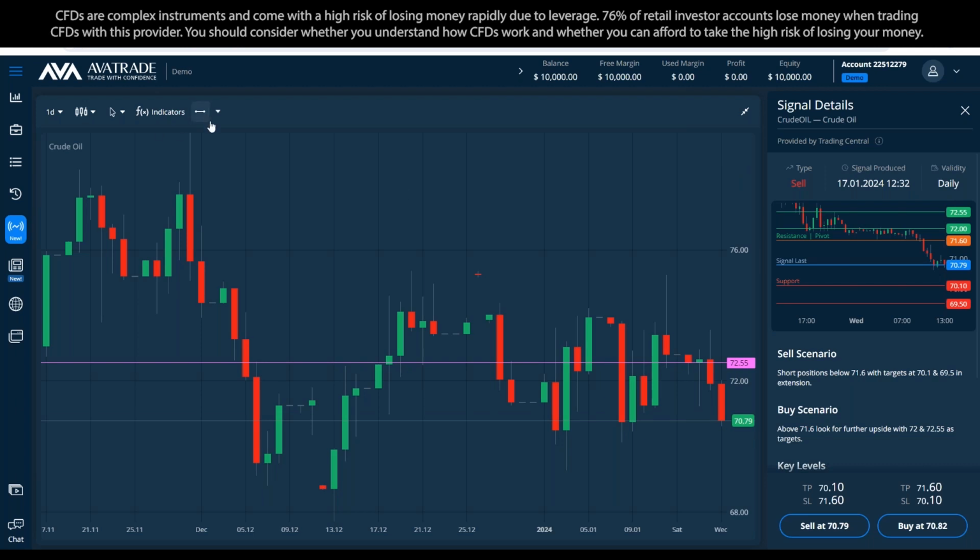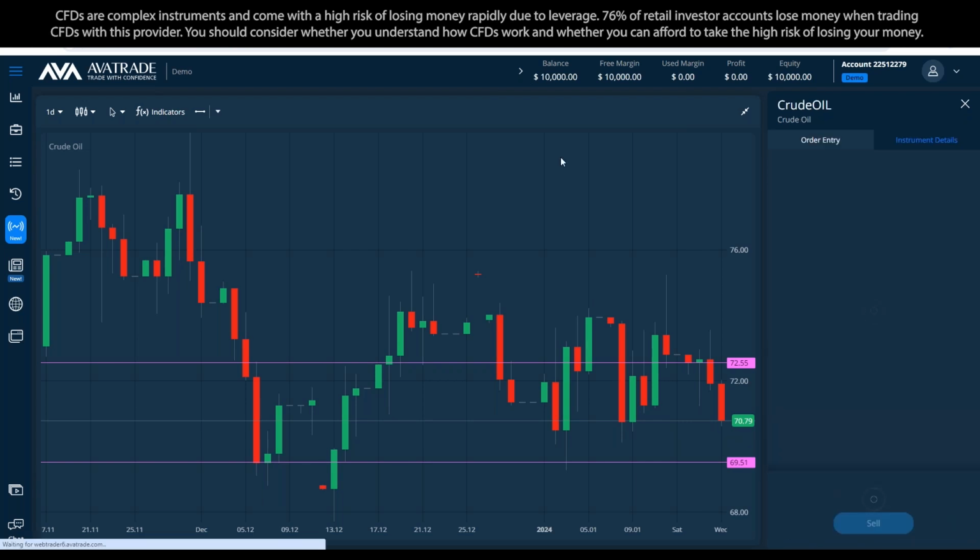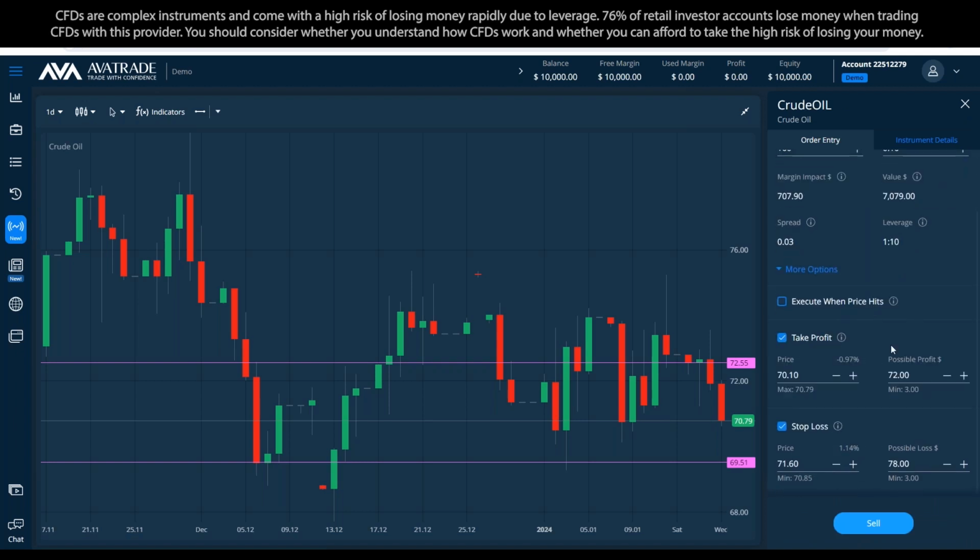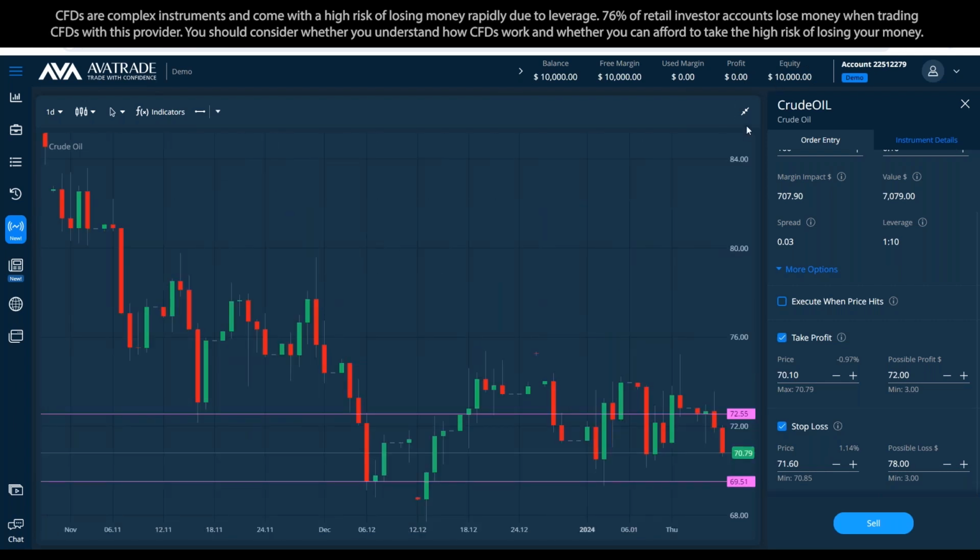So you see, the idea here is that for you to have a nice overview, you must make a comparison between the chart and the signal. Okay, and then you can compare how good the scenario is. Now, we're going to go with the sell scenario. And that's going to show us the possible profit is 72 and possible loss is 78, which again, it's fine. It's a nice ratio. It's not too good and not too bad.